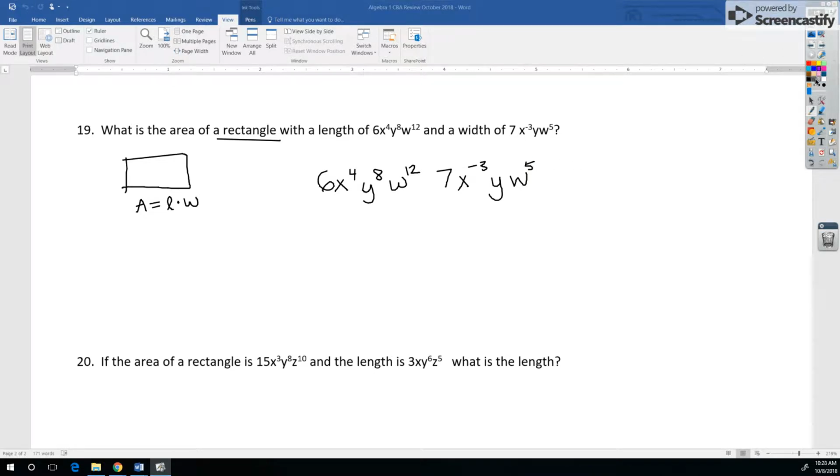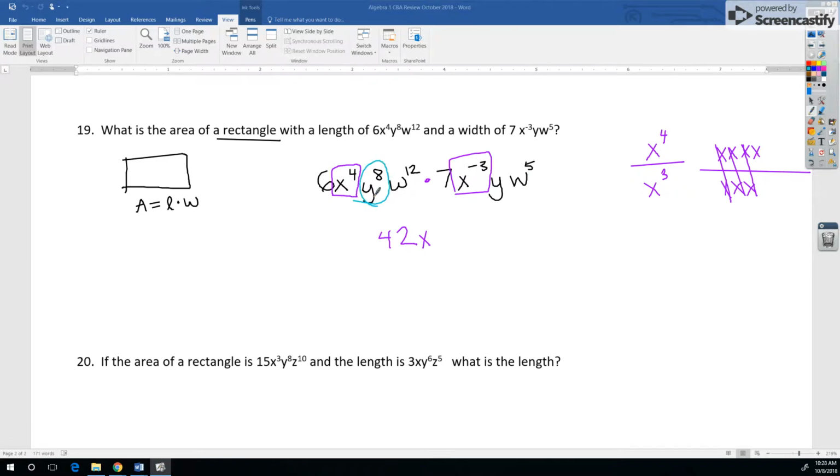Okay, look at our numbers. By the way, we're multiplying here, length times width. So our numbers, our coefficients, 6 times 7, 42. Add these exponents. X to the 4th, x to the negative 3, 4 plus negative 3 is just 1. So if I think about it like this, this is x to the 4th, x to the negative 3. This is in the numerator, of course. So I could bring it down to the denominator to make it positive. And then I could just do subtraction. 4 minus 3 is still 1. Or 1, 2, 3, 4. 1, 2, 3. Cancel, cancel, cancel. 1 is left.